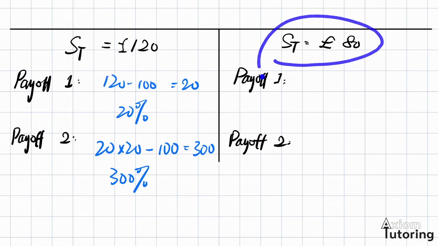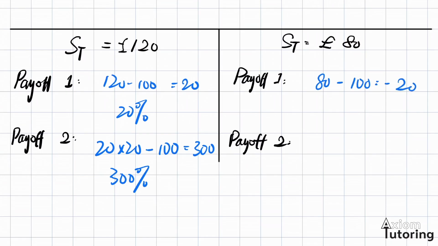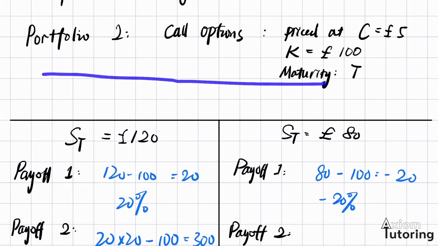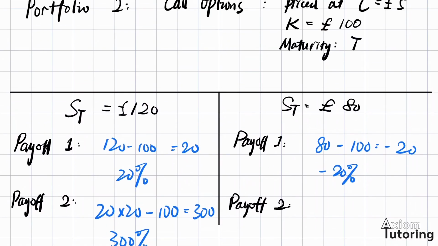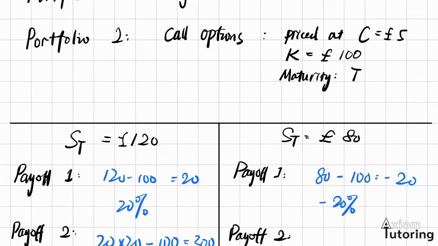You can also have a downside. So if the stock goes down in price to £80, then the first payoff is going to be negative 20 because of 80 minus 100. That's going to give you minus 20, so minus 20%, right? But as for the second portfolio, in which we have 20 call options over here, will we exercise it? No, because we'll never exercise the call option if the underlying asset's price is below our strike price.